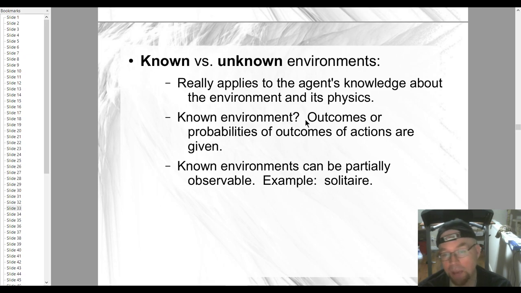And known environments can be partially observable. Think about solitaire, or a poker game where the agent's playing: it doesn't know what cards somebody else has, but it knows all the rules of the game. It knows all the probabilities of what cards you have, what cards are left in the deck, that sort of thing.